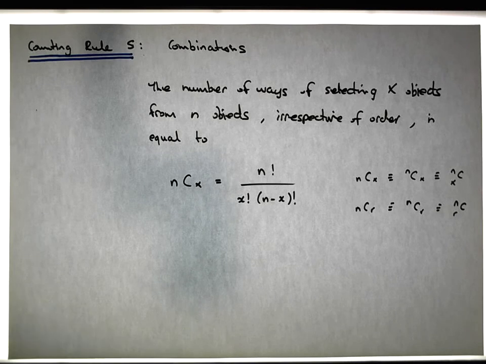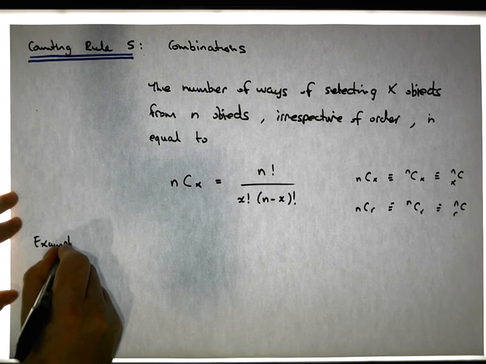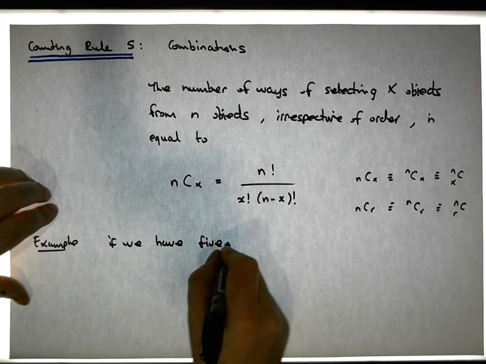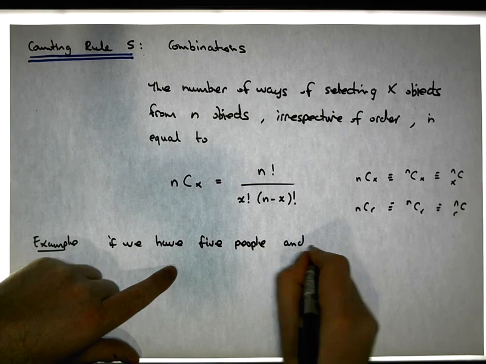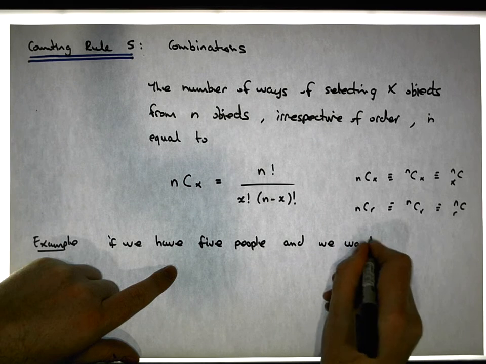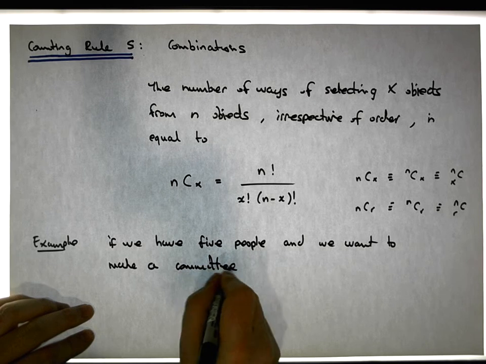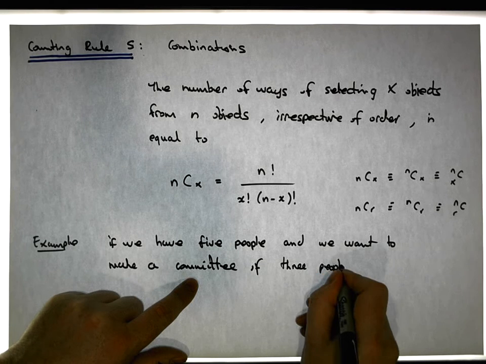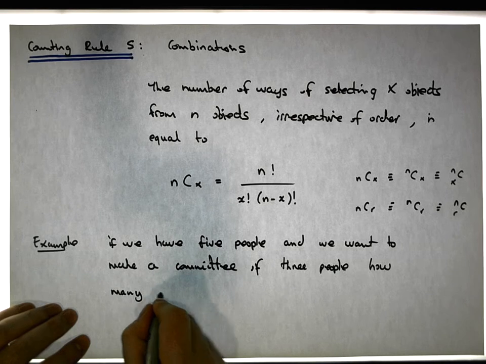If that makes sense. Okay. So let's say, for argument's sake, an example. The example is if we have five people, and they're all unique. If we have 5 people and we want to make a committee of, let's say, 3 people, how many ways can this be done?